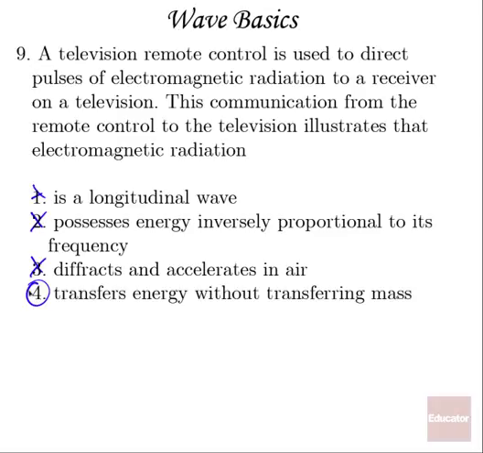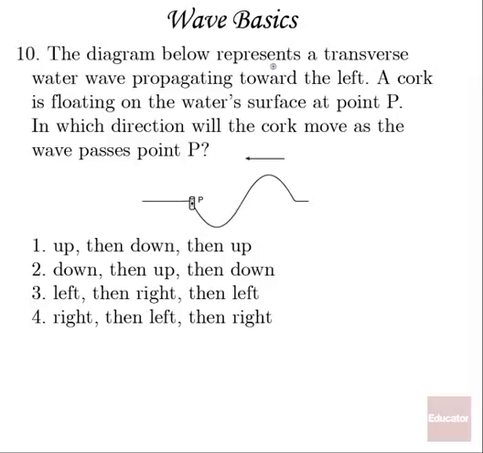All right, last one. The diagram below represents a transverse water wave propagating toward the left. A cork is floating on the water's surface at point P. In which direction will the cork move as the wave passes point P? Again, it's a transverse wave, so the direction of the cork must be perpendicular to the wave's velocity, or up and down. As the wave moves to the left, our cork is going to go down, then up, then back down. So our answer must be number 2.